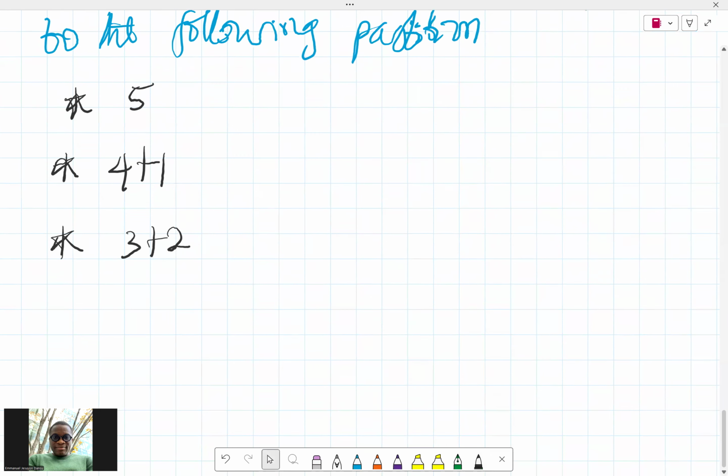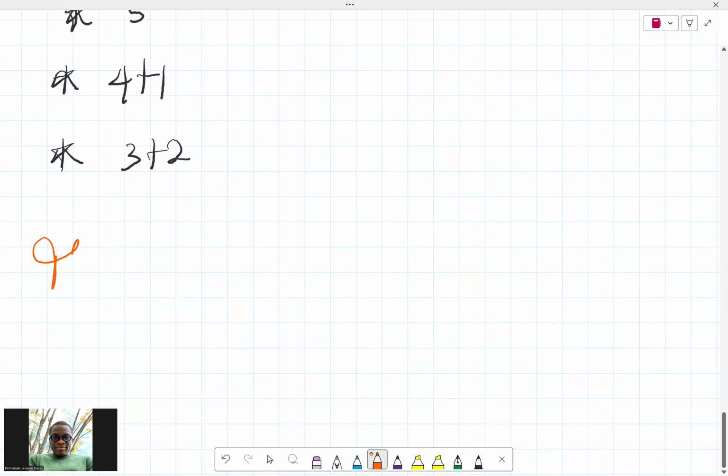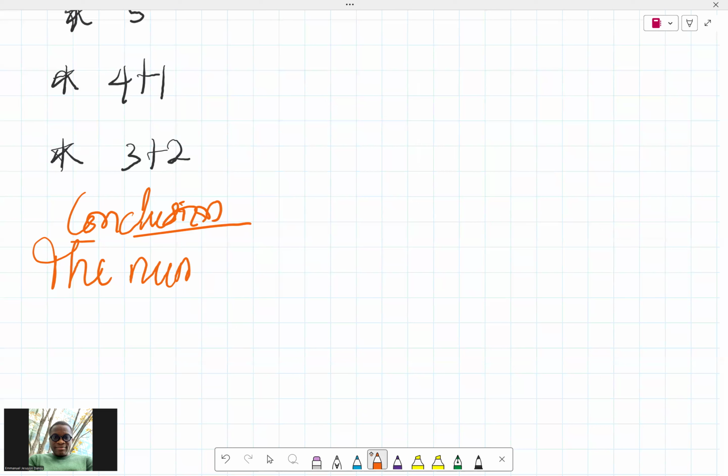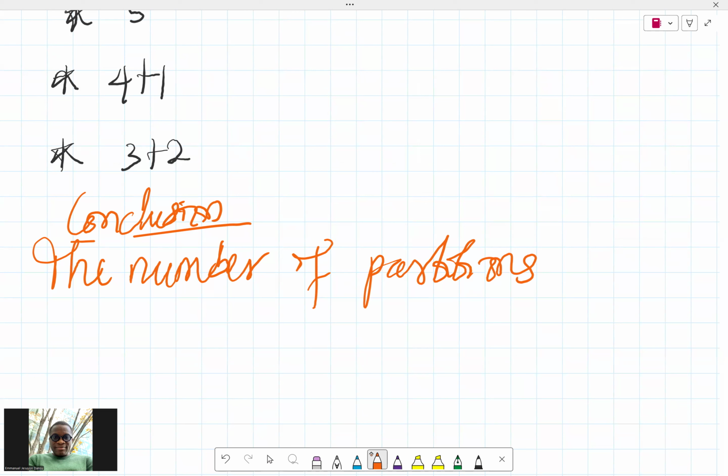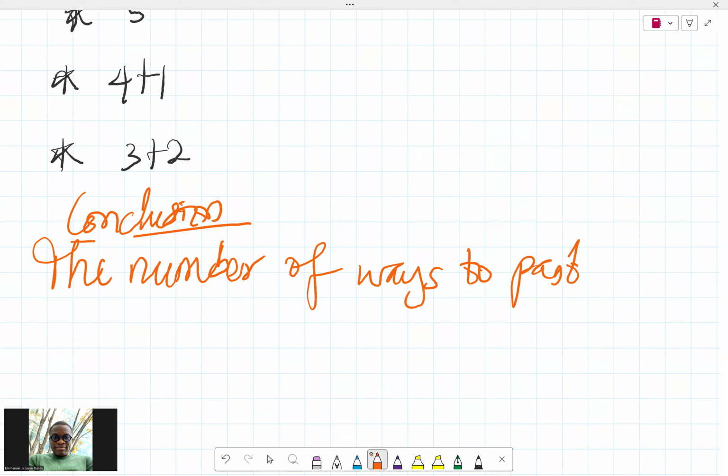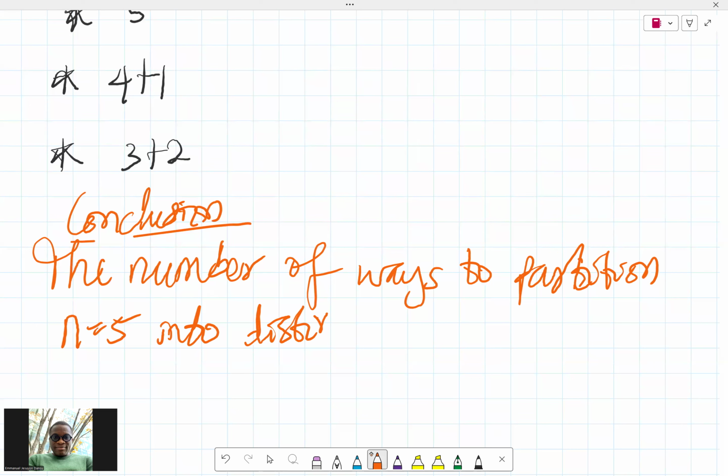Okay, so we can now conclude that the number of partitions, or rather the number of ways to partition n equals 5 into distinct parts, is 3.